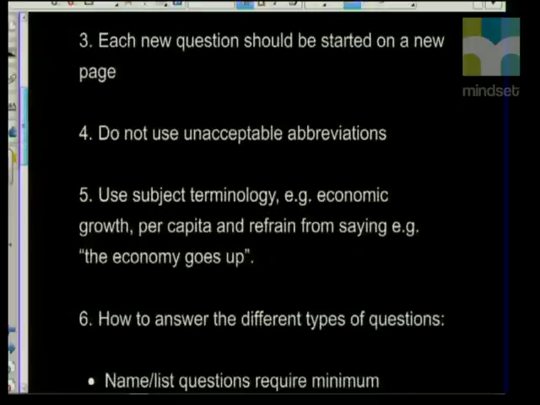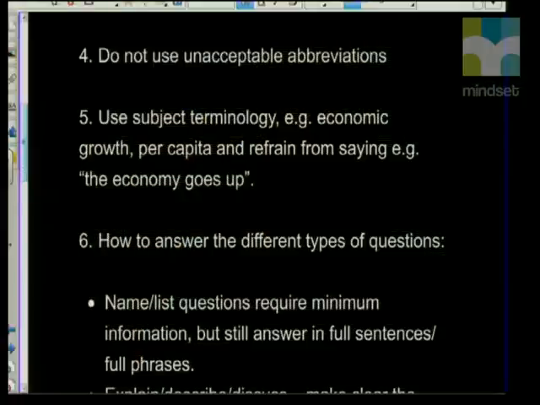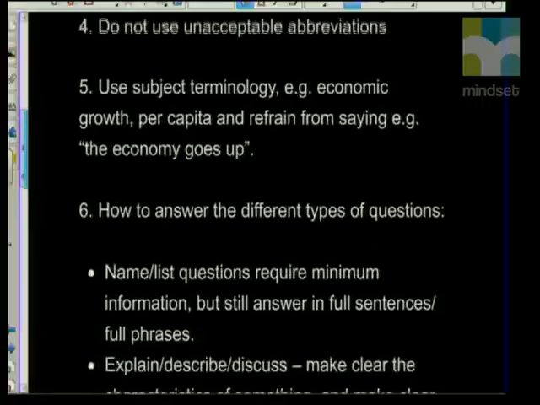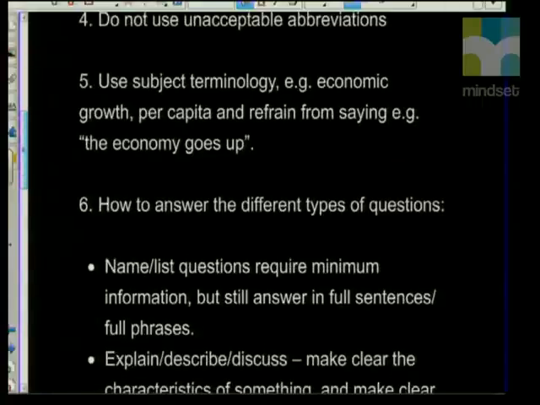For each one of the bigger questions, like question 2 or question 3, you have to start on a new page, because when you write your final exam paper, different people will be marking the different question papers, and it would be easier for them to find your question in that paper. Very important with economics, people very easily use abbreviations that are not generally accepted. So be very careful that when you use an abbreviation that you actually explain the abbreviation, or that it is something that is acceptable.